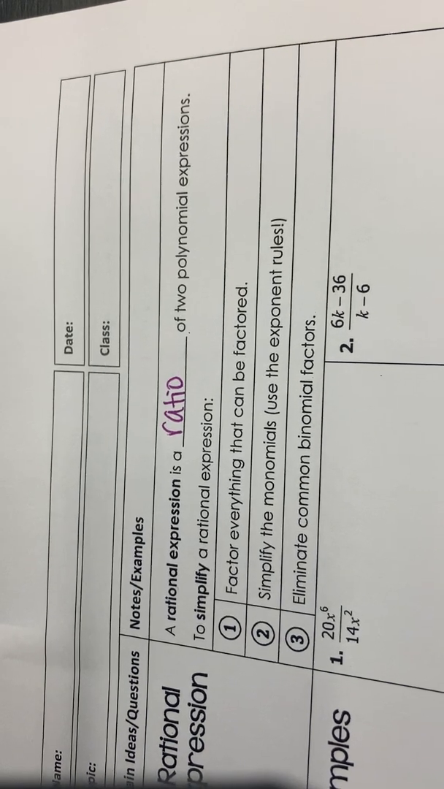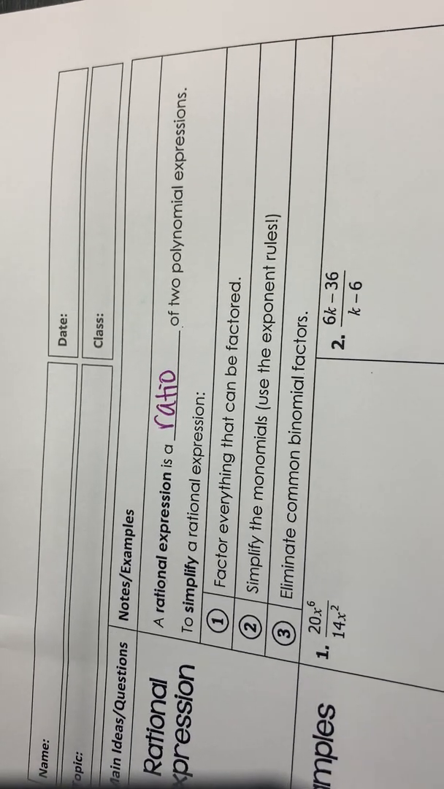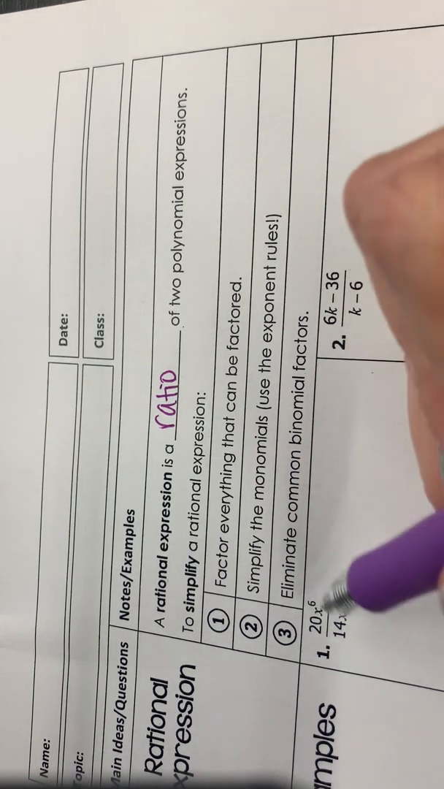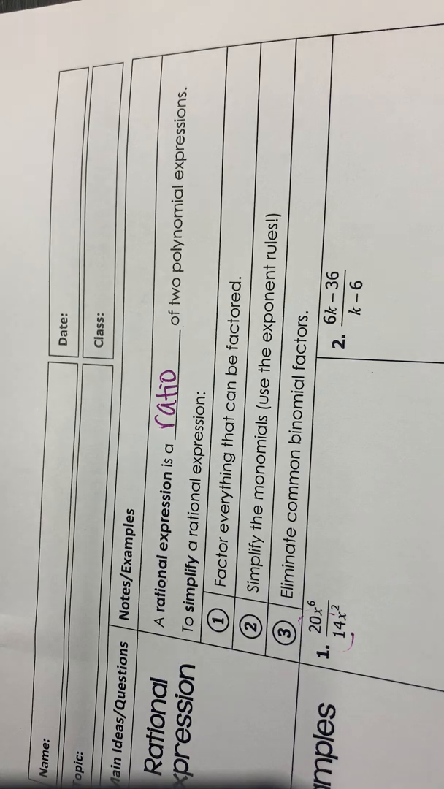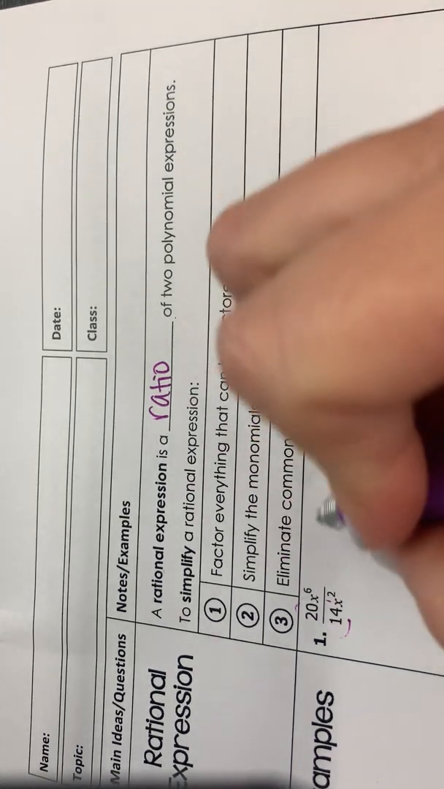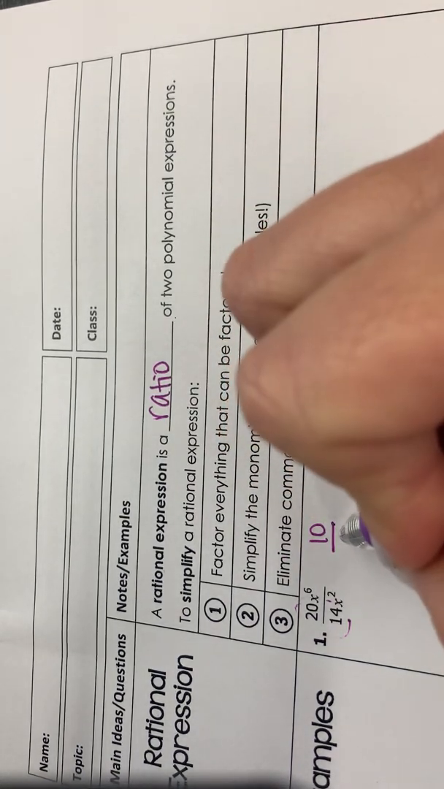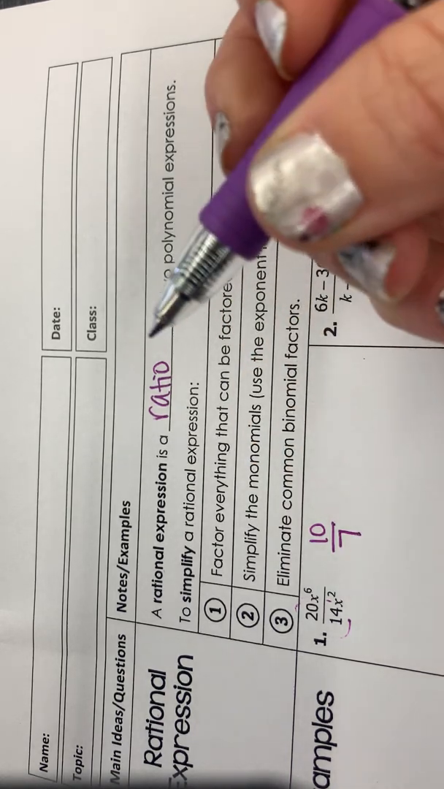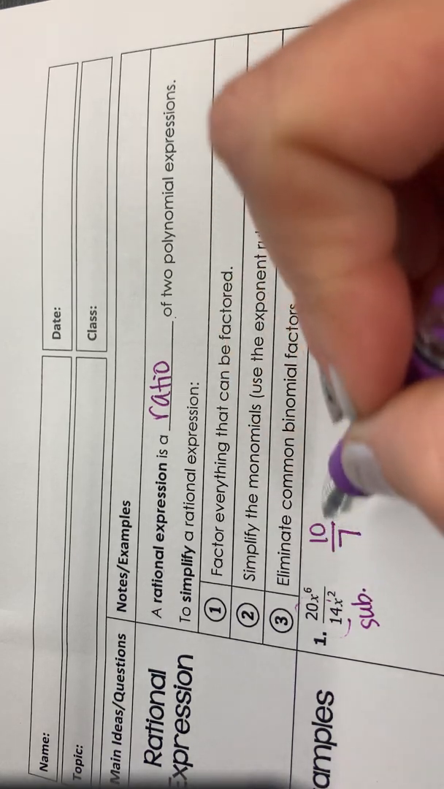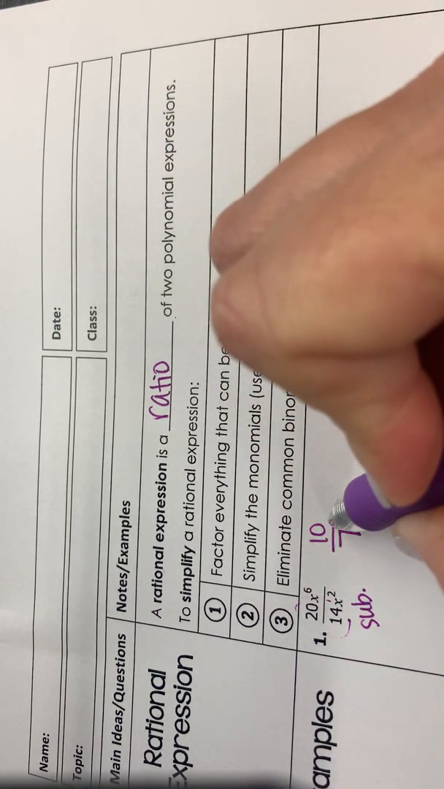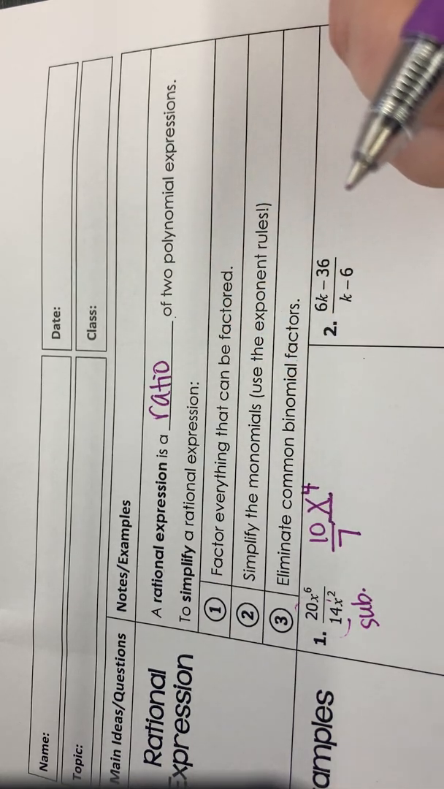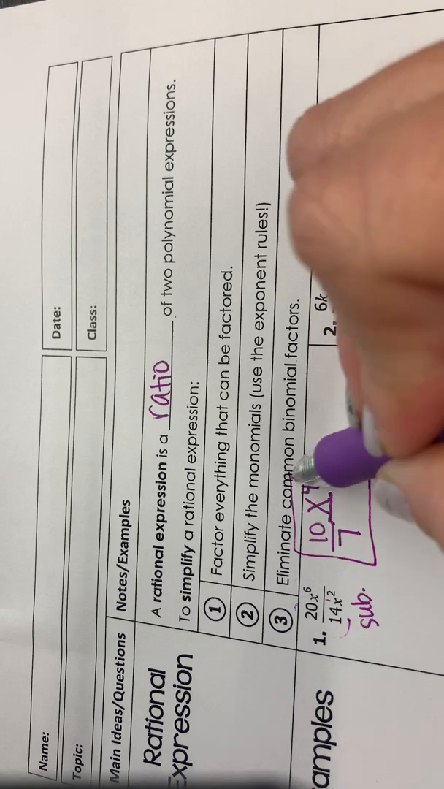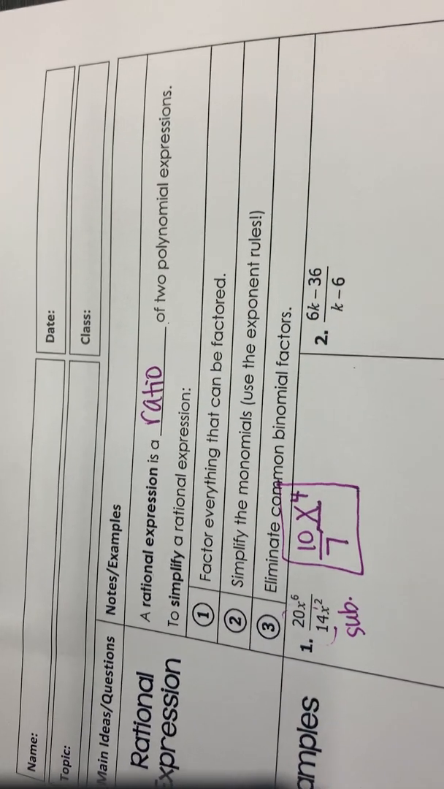We're going to apply just some things that we know about dividing and our exponent rules. Simplify the constants, 20 divided by 14. 2 will go into both of those. 2 goes into 20 10 times. 2 goes into 14 7 times. Now, whenever you are dividing, you need to subtract your exponents, okay? So 6 minus 2 would leave us with x to the 4th. And that is our answer for number 1.